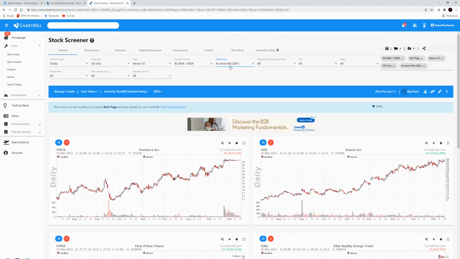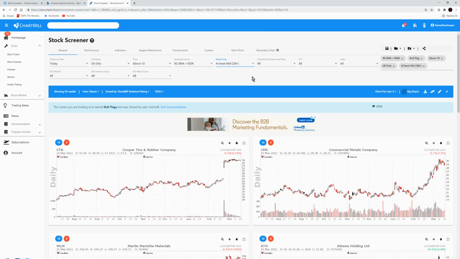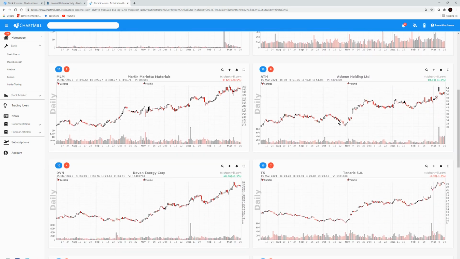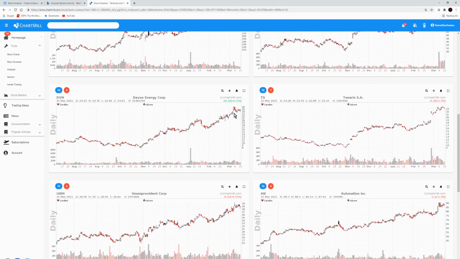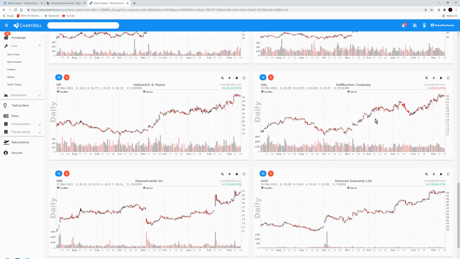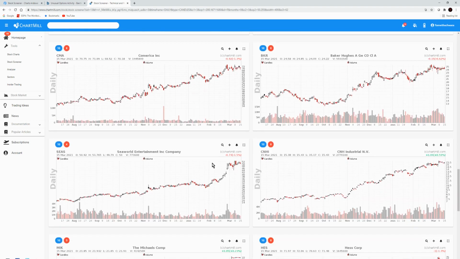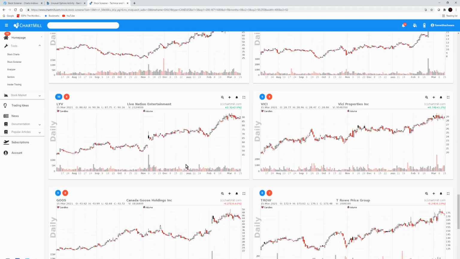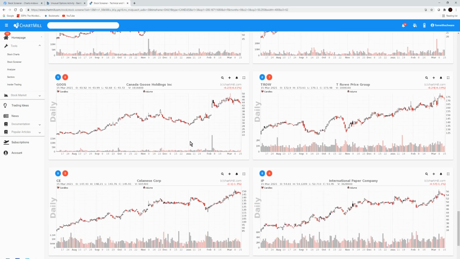If you wanted some more, I want at least 2 billion. I did that wrong. Okay, here we go. This should change it. All right, here we go. Much better. Got that backwards. So CMC, ATH, MLM, Devon Energy, Tenaris. You'll start seeing some ones that you may have recognized: Halliburton, Haynes, Michaels Companies, Fang, Goodyear. Some really cool ones on here that you can then go and use as ideas to chart yourself.